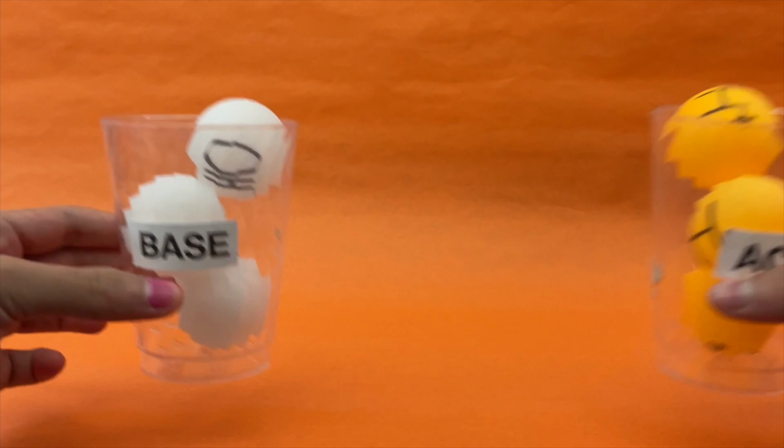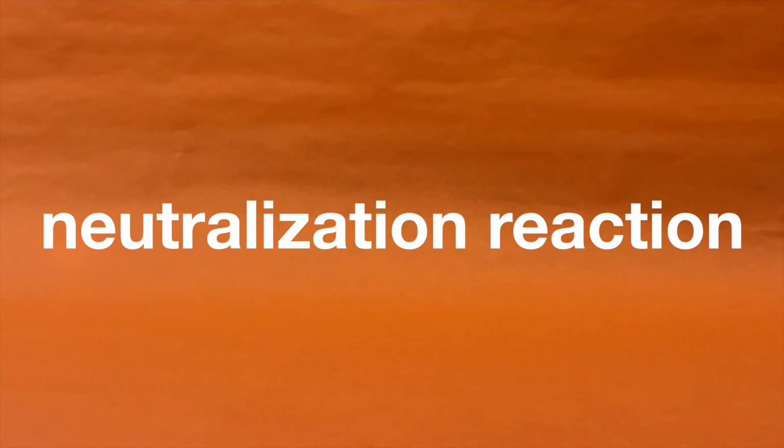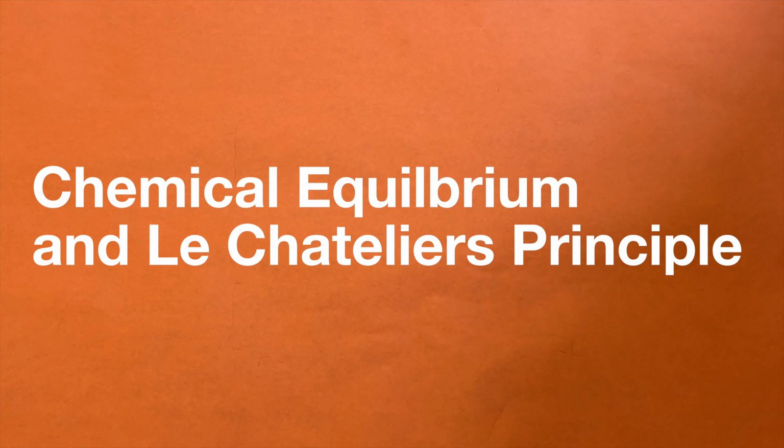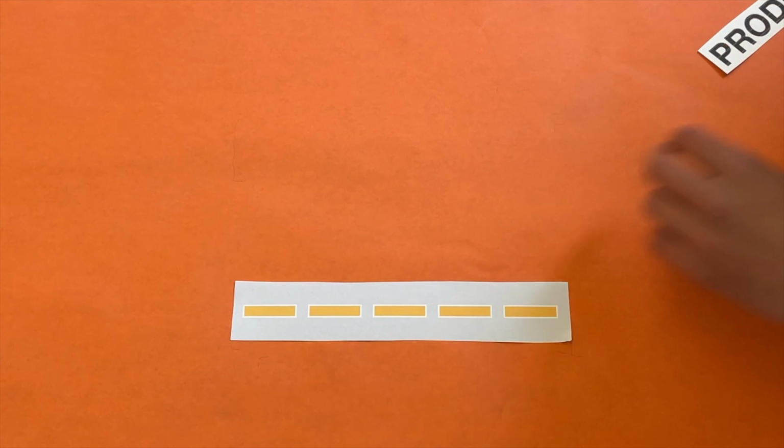What happens if we combine a base with an acid? That's called a neutralization reaction. The fancy definition for that is when an acid and base react to produce water and salt and to neutralize each other. Now let's get into chemical equilibrium and Le Chatelier's principle.